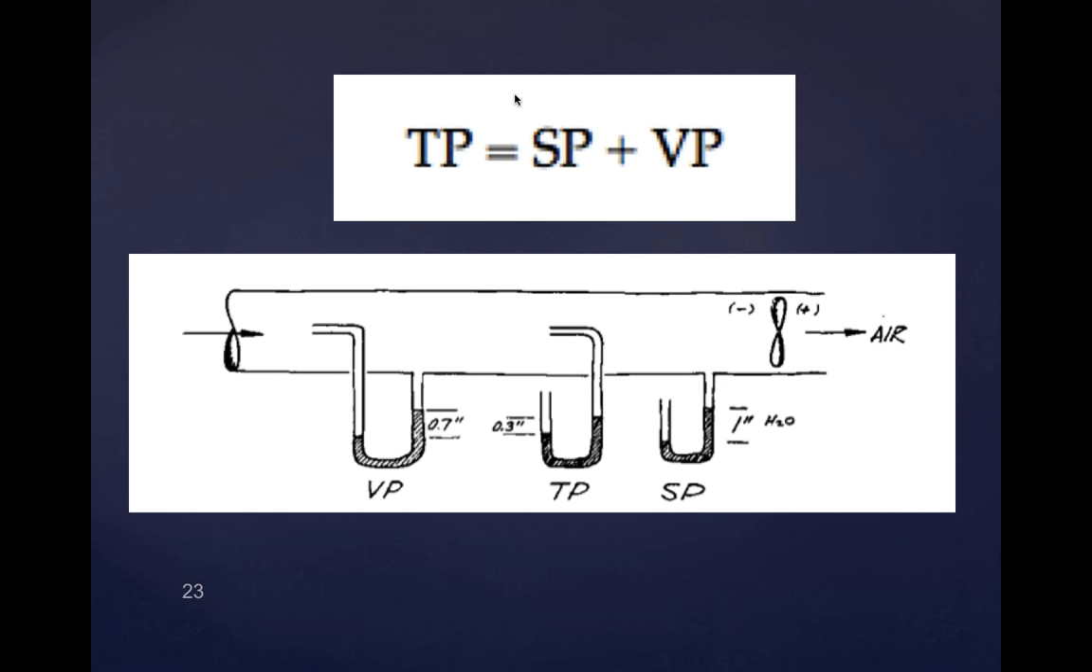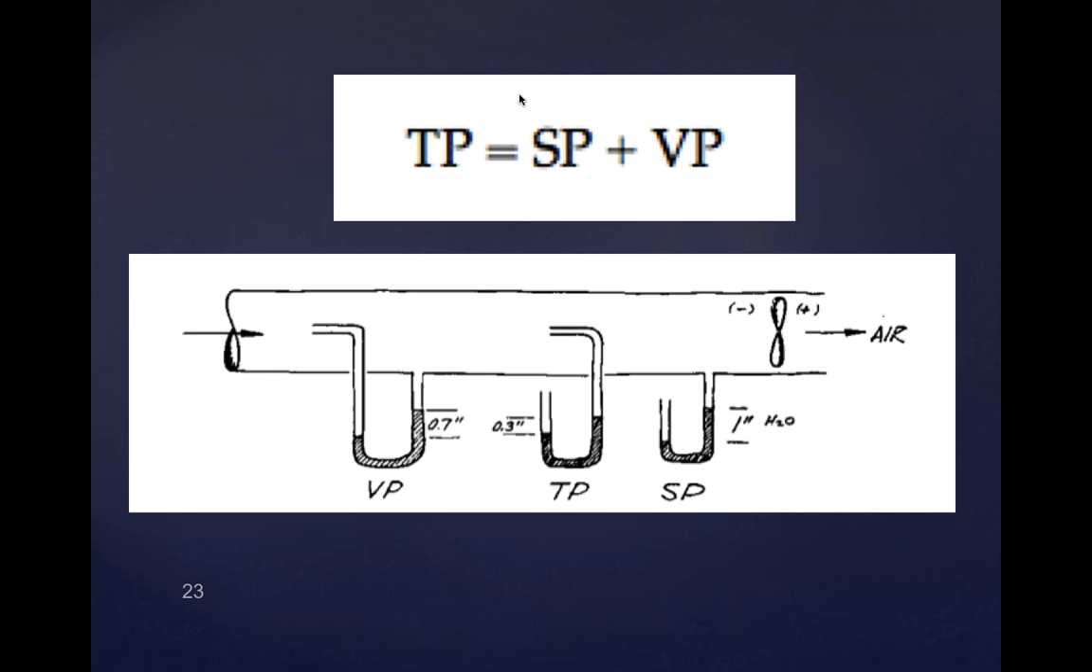So if we look over here, if we want to calculate the velocity pressure, looking at just the first two devices on the right-hand side, what would the velocity pressure be? Well, the total pressure in the formula is 0.3 inches. The static pressure in the formula is 1 inch. So 0.3 inches is equal to, actually I should say negative 0.3 inches is equal to negative 1 inch plus, what's the velocity pressure have to be?